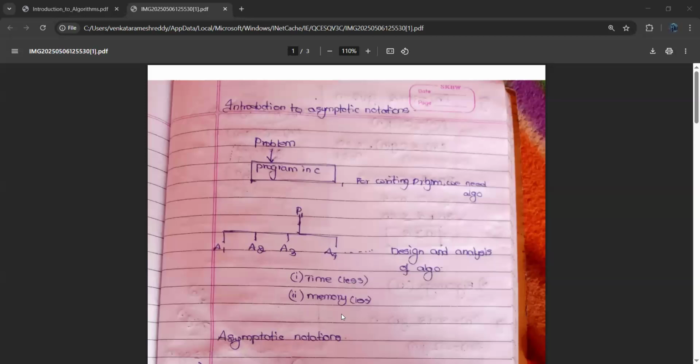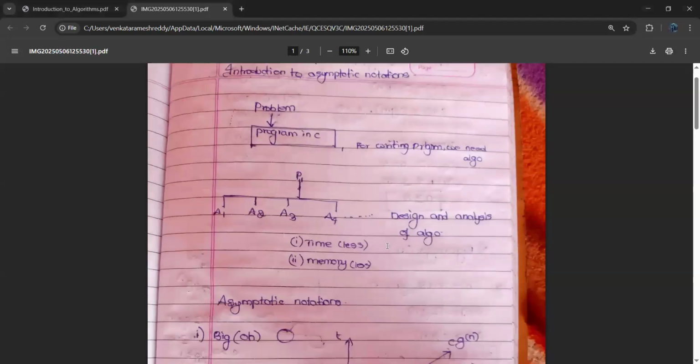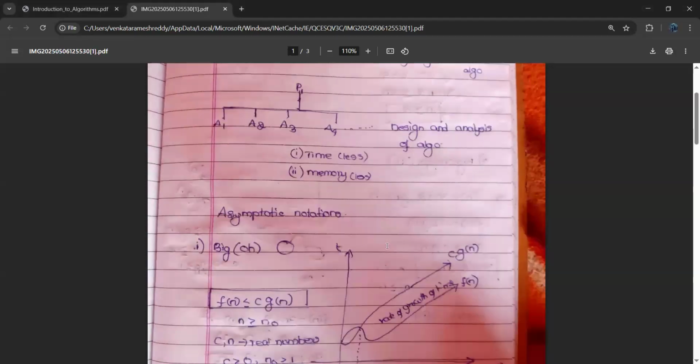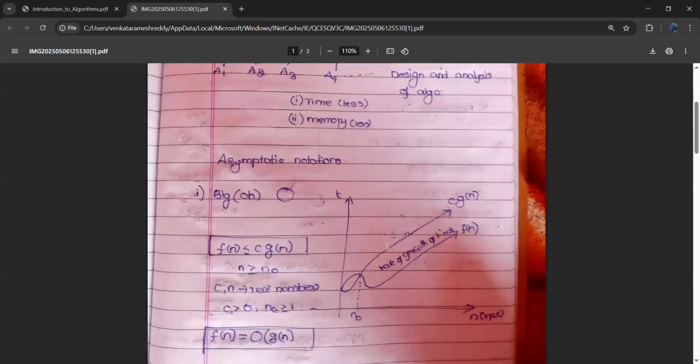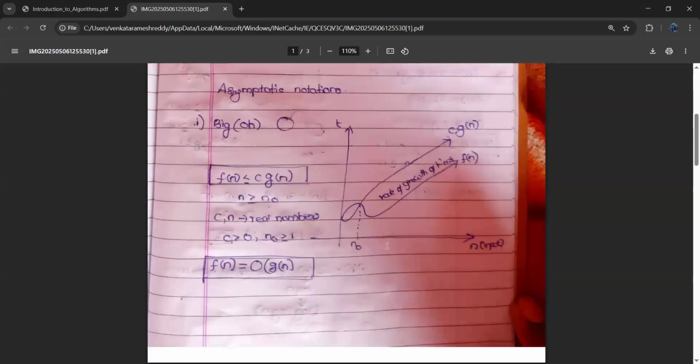Now we will see asymptotic notations. There are three asymptotic notations: big O, big omega, and big theta. Now we will see what is meant by big O. Big O can be represented like a big circle.